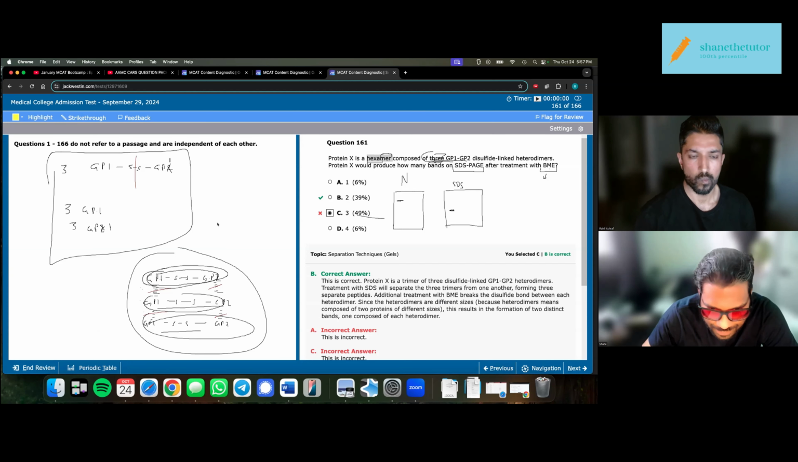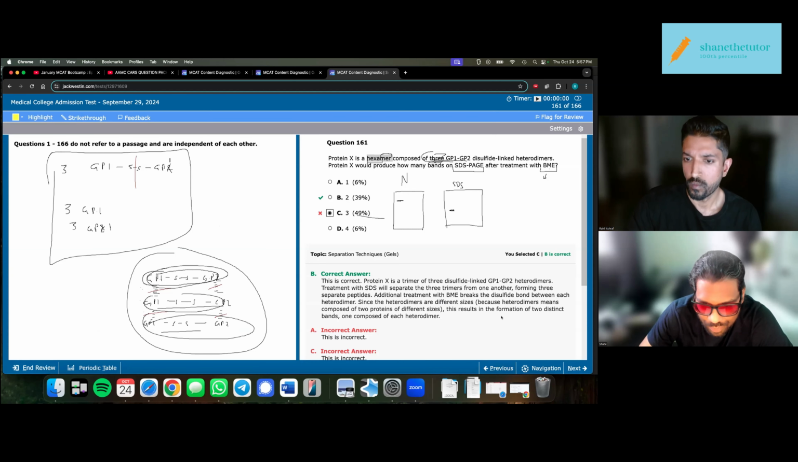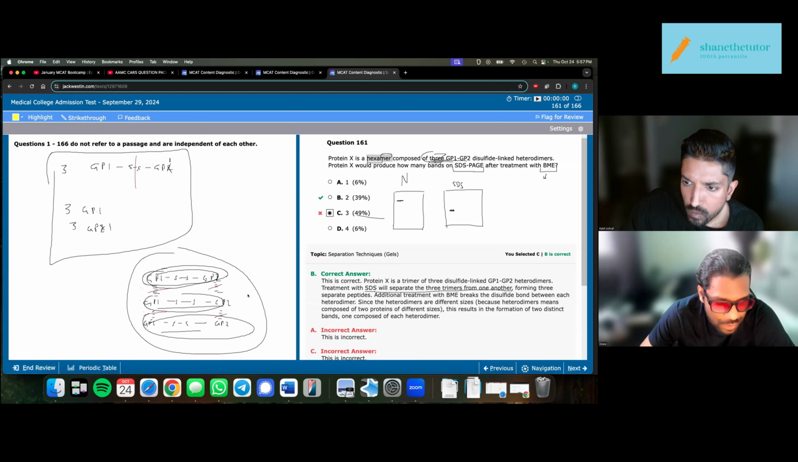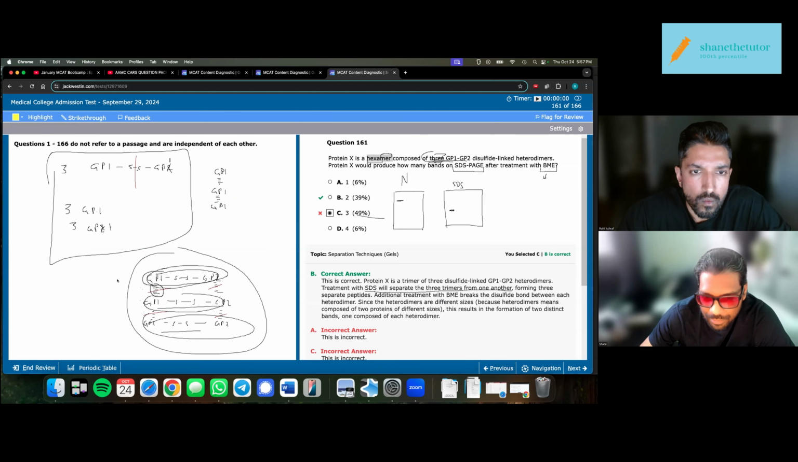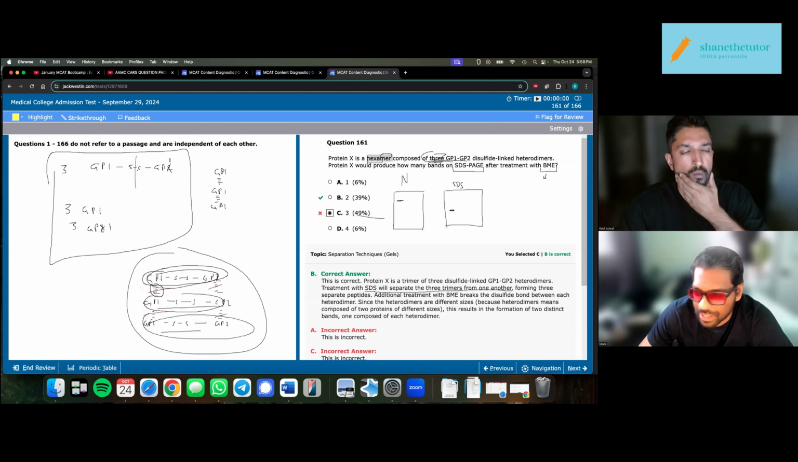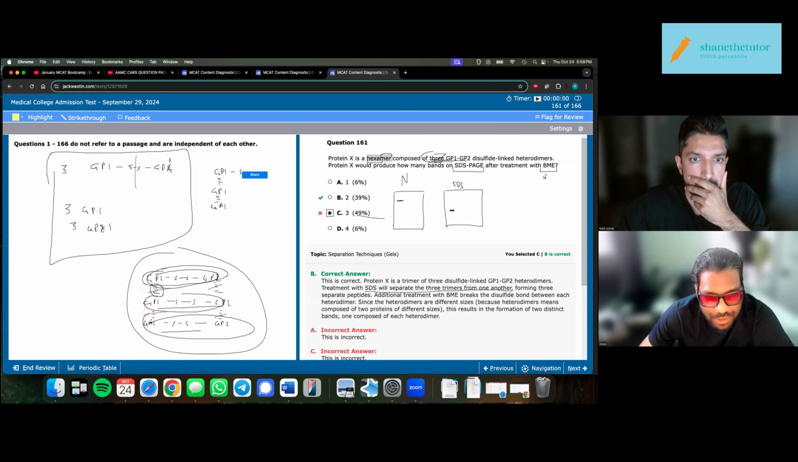Yeah, see here in the explanation, SDS will separate the three trimers from one another. And that's what I did. It's kind of sloppy here now, but you see what I did over here. I could write it again. So GP1, GP1, GP1, they're connected. GP1s are connected to one another by some type of intermolecular bond, but GP1 is connected to GP2 through a covalent disulfide bond.